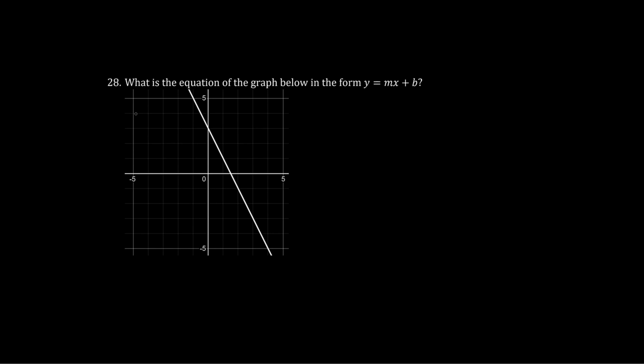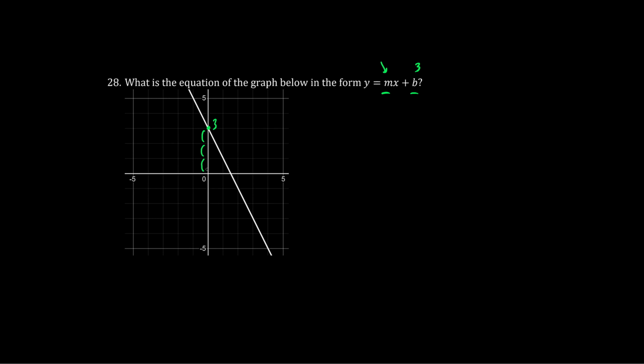What is the equation of the graph below in the form y equals mx plus b? This is the slope-intercept form, and the y-intercept here is 3. 1, 2, 3, 4, 5. So the b value is 3. Now what is the slope?